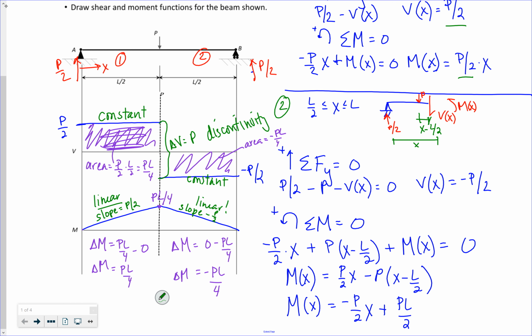So if you have a concentrated force, it causes an immediate discontinuity at where the concentrated force is. In this case, it goes from positive to negative, so your shear crosses 0. So you're going to have a maximum in your moment function at that discontinuity, right? Where my shear is equal to 0. If you remember, that's how you find maximums and minimums in calculus, is you find where the derivative is equal to 0.